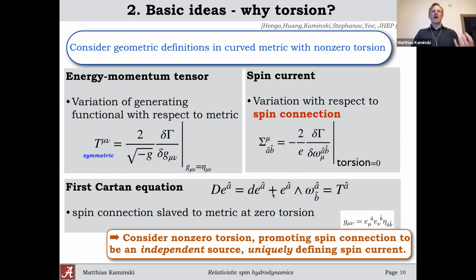And so in order to have two independent sources, one for the energy momentum tensor and one for the spin current, the idea is to introduce torsion, that is, consider non-zero torsion. This promotes the spin connection to an independent source. And that now is a unique definition for the spin current here. And in the end, we can set torsion to 0, just like we set the metric to a flat metric in the end. Okay, so this is the proposal and it's the motivation why we would work in the first order formalism with torsion.